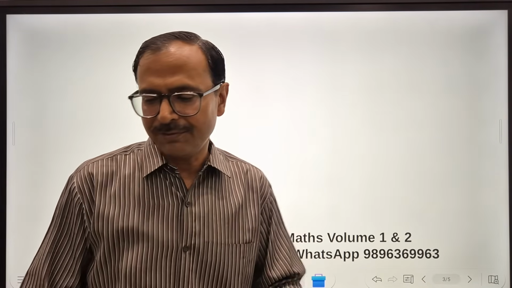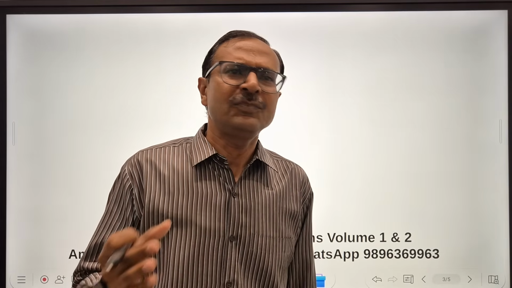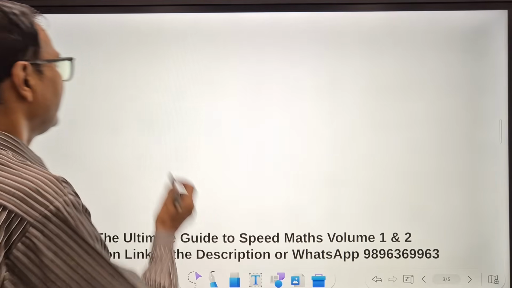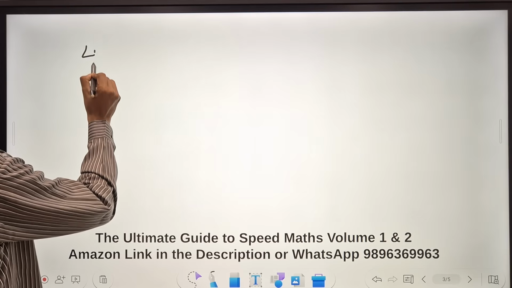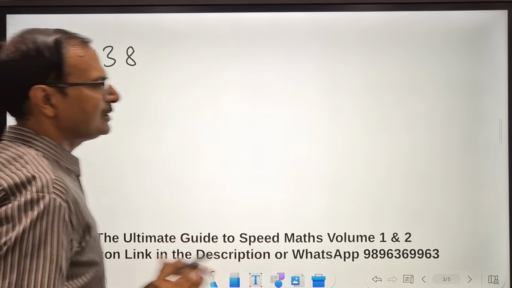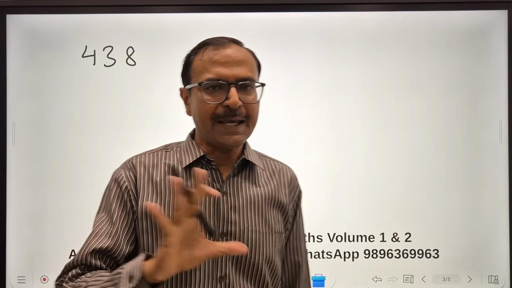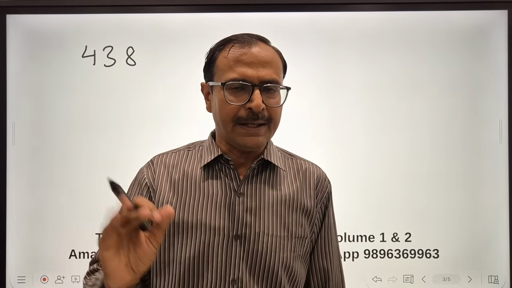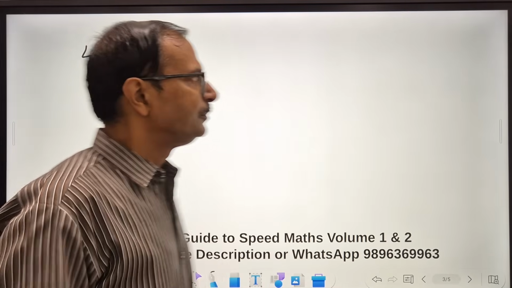How do you solve those questions? So I have the calculator ready so that we can confirm whether our answer is coming out to be true or not. So let's take a random 3-digit number. Suppose I have a number like 438, right? And I need to multiply this by any number from 11 to 19. So let's take 12 first.